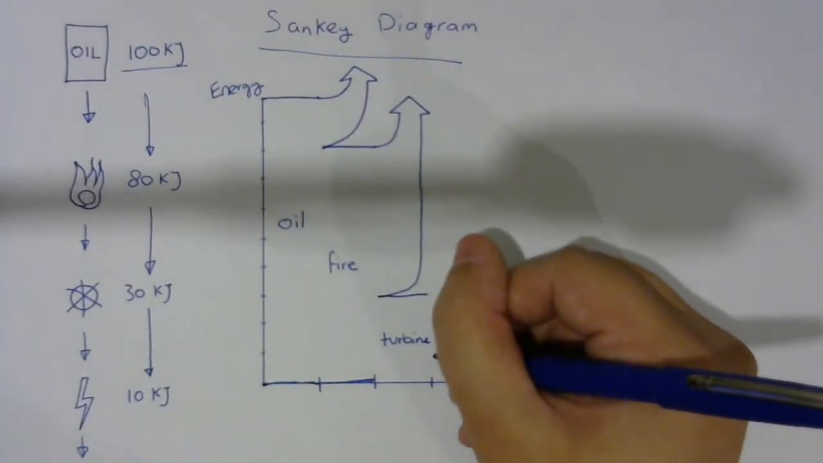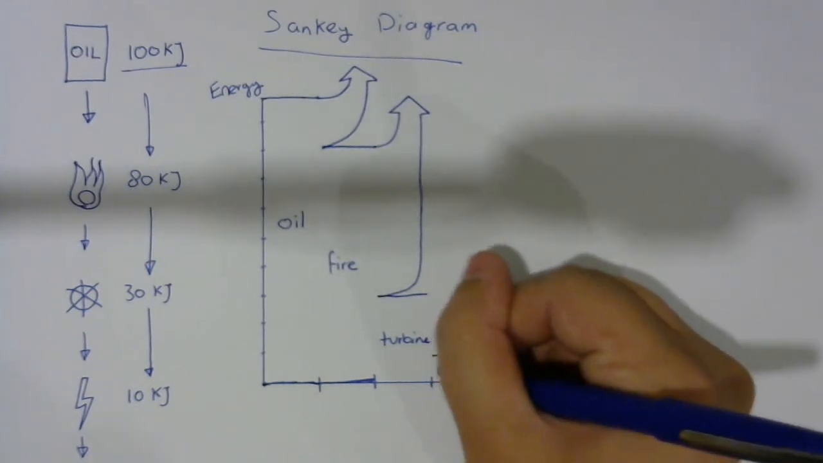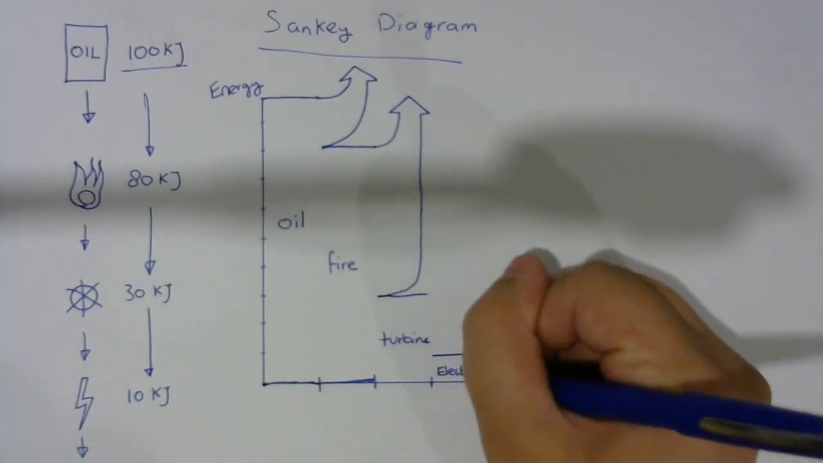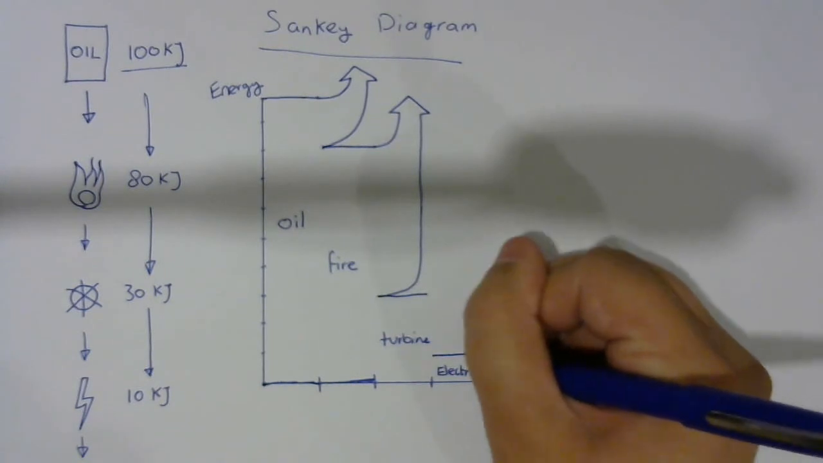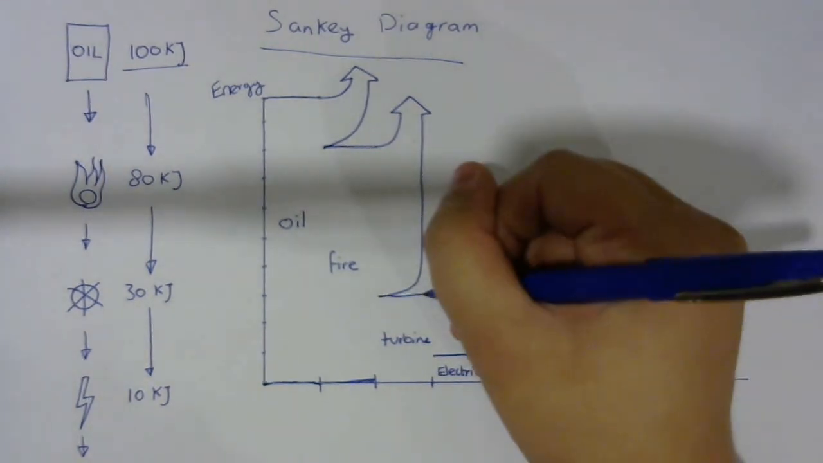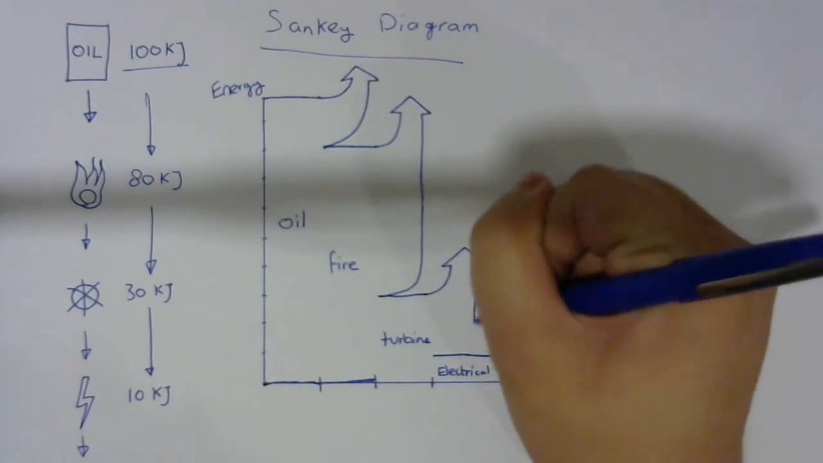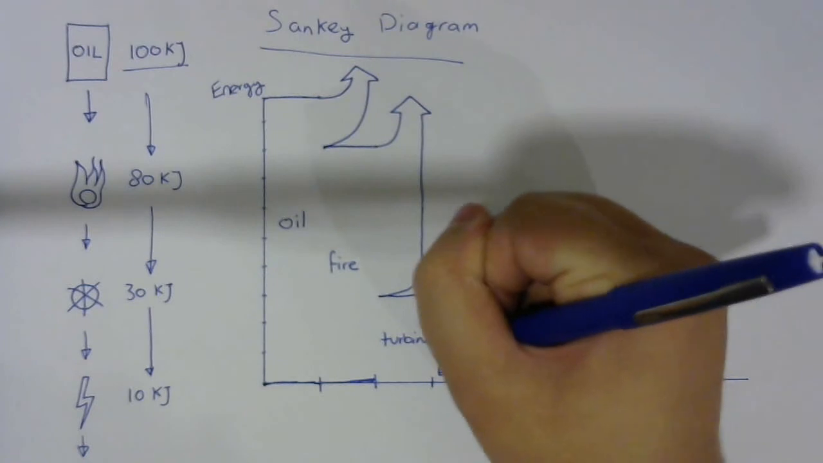So again, we're dropping down to 10 kilojoules, and this is the energy in the electrical grid. That's called electrical. Only that much energy is now left. The rest, again, is lost. All of this energy is lost.